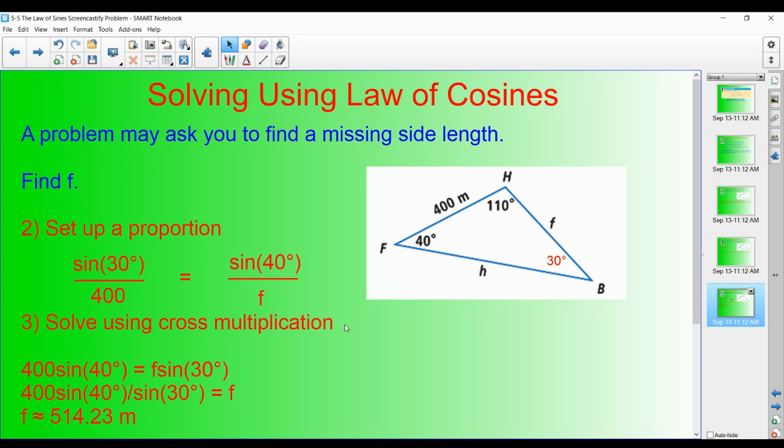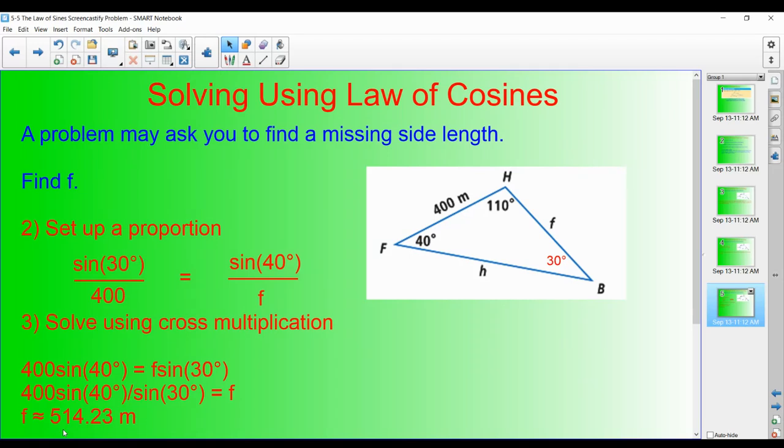First step, I use cross multiplication. So I do f times sine 30 degrees, set that equal to 400 times sine of 40 degrees, and get an equation. Then I'm going to divide both sides by sine of 30 degrees to get f by itself. I'm going to use a calculator to evaluate that, and I will arrive at my answer.